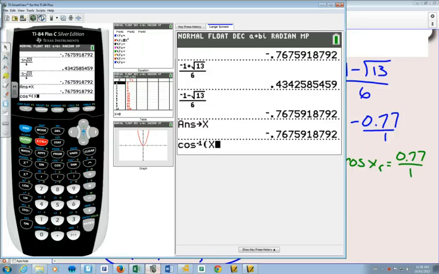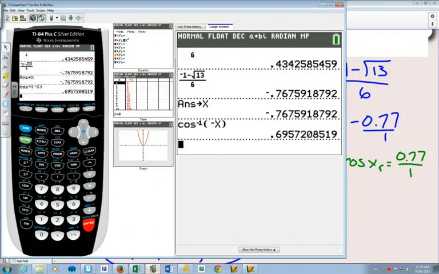One way I can do that is if I know x is negative and I want to make it positive, does it make sense that I could times it by a negative, and that would make it positive? That's probably the easiest way to do that. And then I get my reference angle as 0.70.